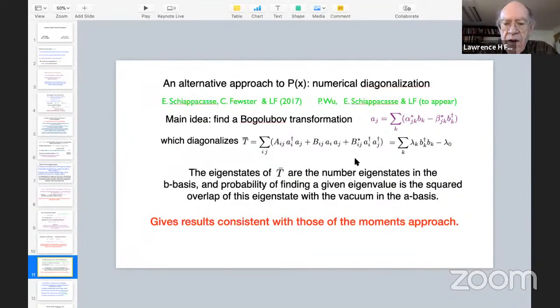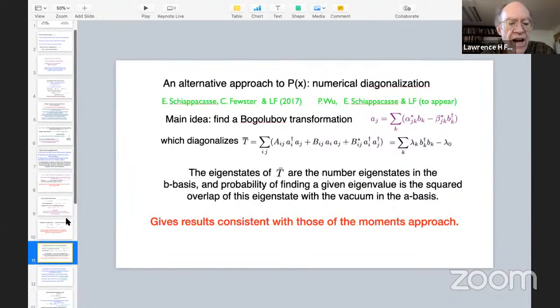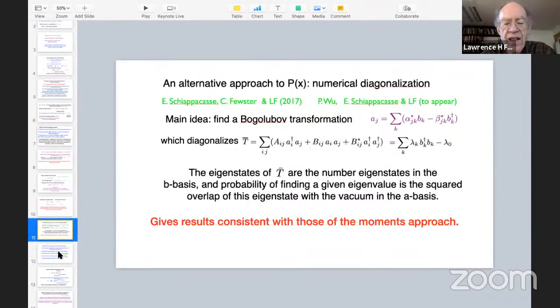So if you make a measurement and you look for the probability, if you're in the vacuum state, to find a particular eigenstate of this operator, it's just the absolute square of the overlap between that eigenstate and the vacuum state, which can be calculated. Now, this has to be done numerically. It's too difficult to do this analytically. But in numerical diagonalization, you actually can plot a distribution, and it agrees remarkably well in qualitative behavior with the moments approach. So that provides support that this approach is on the right track.